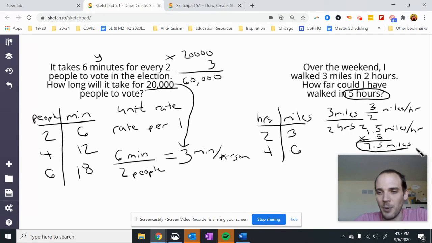Hopefully you're seeing how proportions can help you solve problems, and you can use that to solve problems today.